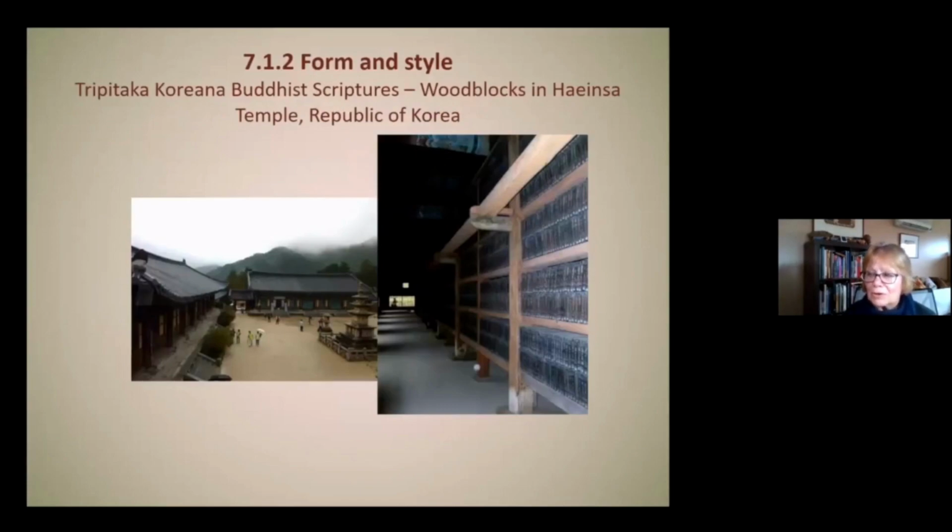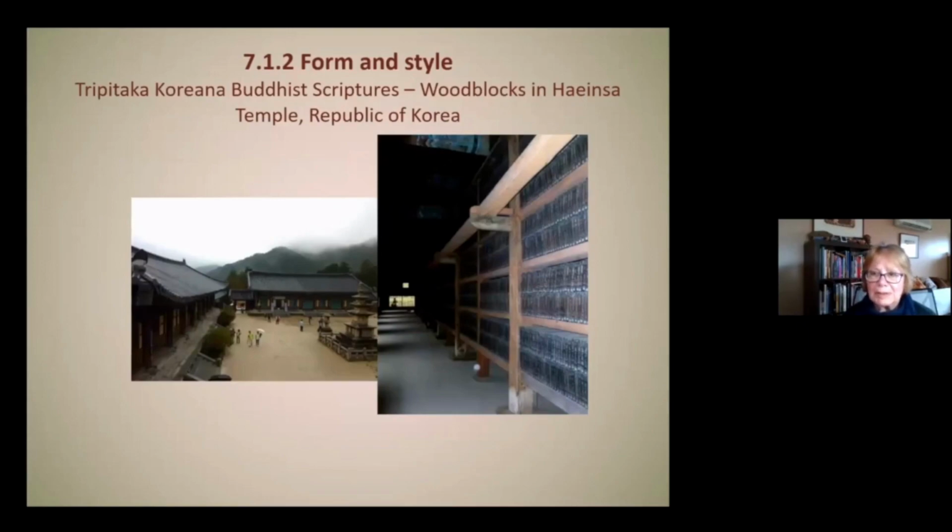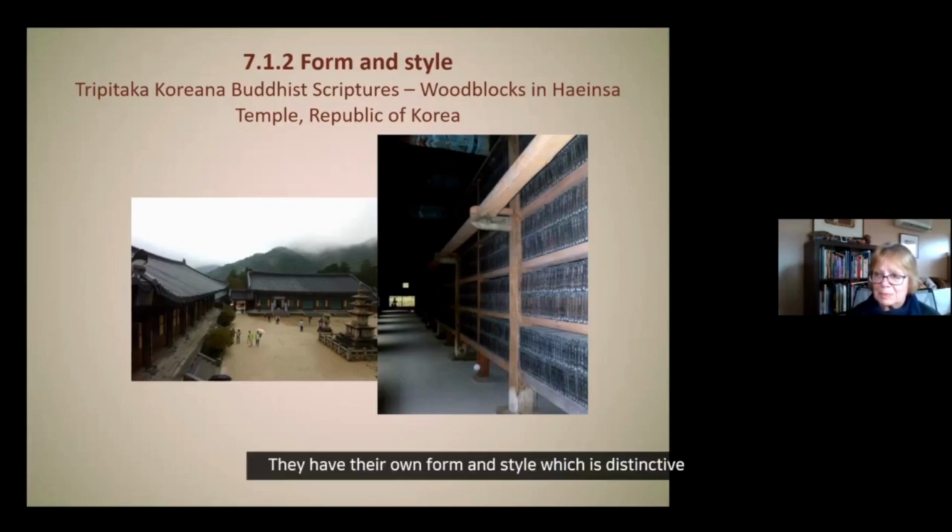And woodblocks, these were an unusual kind of carrier as well. I mean, they were used for printing everywhere, but these are the Tripitaka Koreana scriptures from the Haeinsa Temple in the Republic of Korea. And they are, of course, very famous as documentary heritage in a World Heritage Site. But they are also, for their own character, their own nature, woodblocks. They're not pieces of paper. They're not film, things like that. So they have their own form and style, which is distinctive.